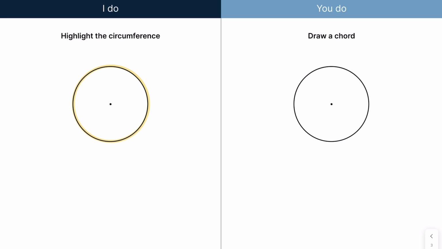So the next question is to draw a chord. Now, a chord is just a line that goes from one end of a circle to the other end. Now, if the chord passes through the center, it's called a diameter. Okay, so that's what a chord is. You could have also drawn a chord like this. You could have also drawn a chord like this. You can draw it however you want, as long as it does not pass through the center, because if it passes through the center, it then becomes a diameter. Okay, so just pick 2 points on the circumference, connect them together, and that's your chord.